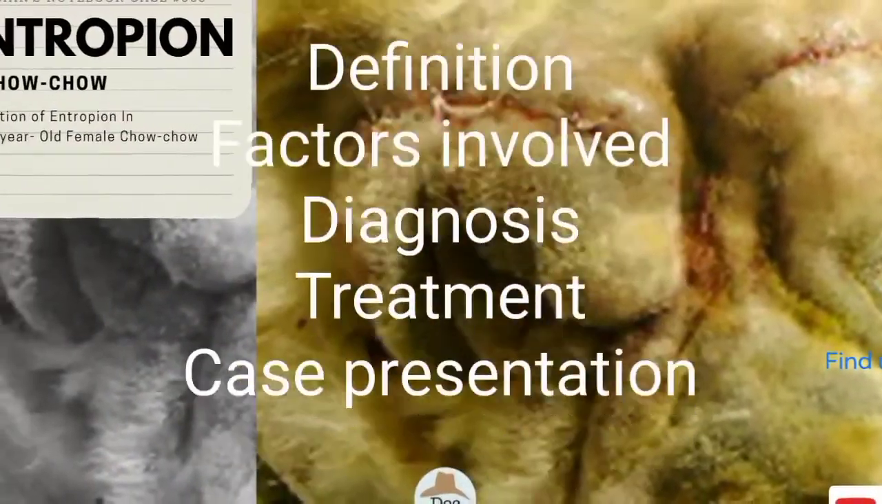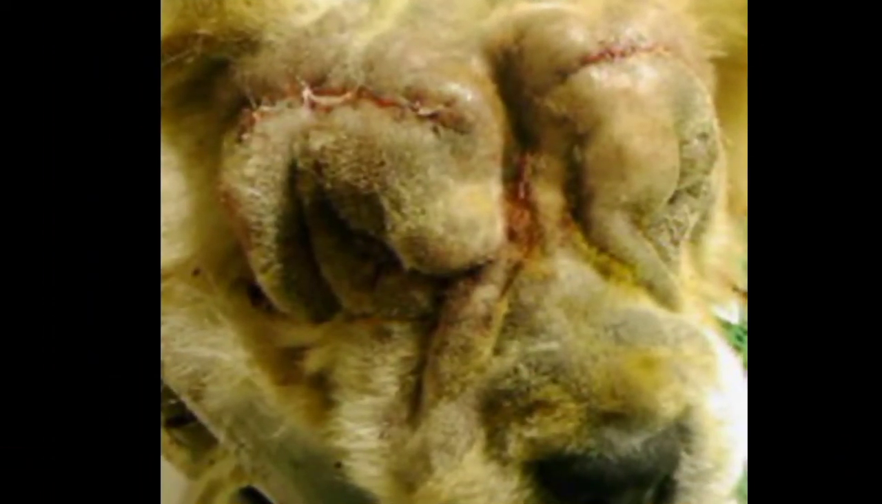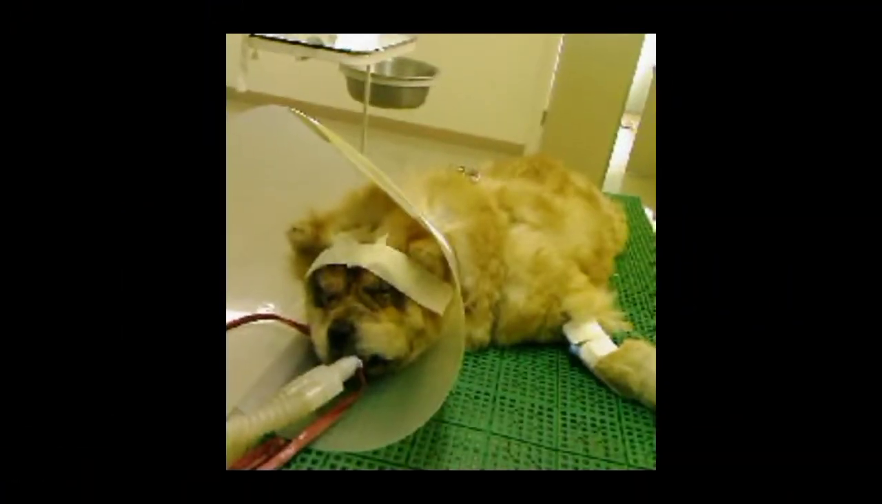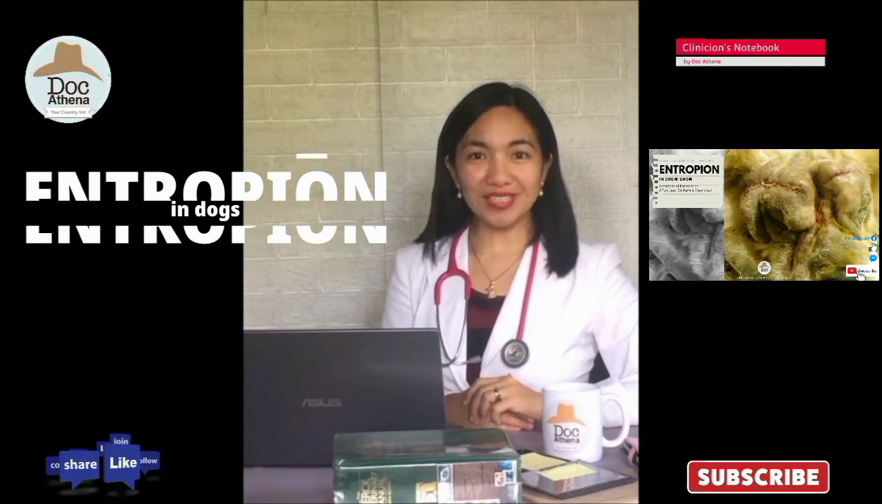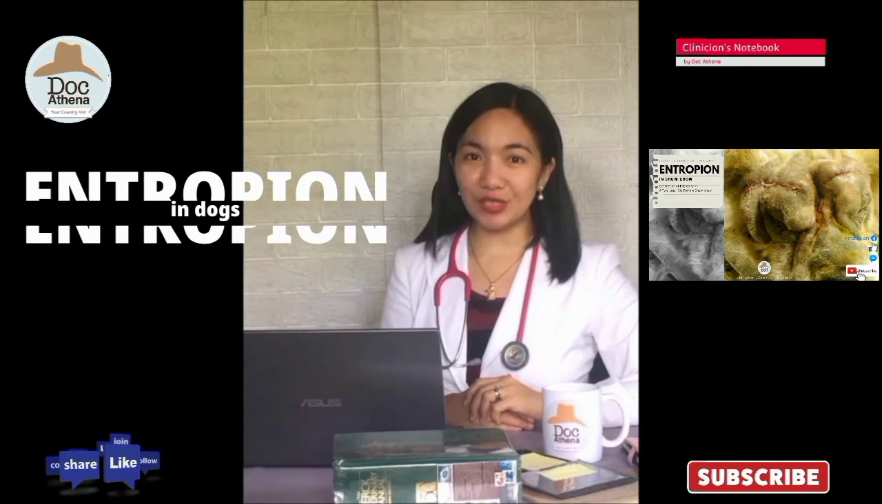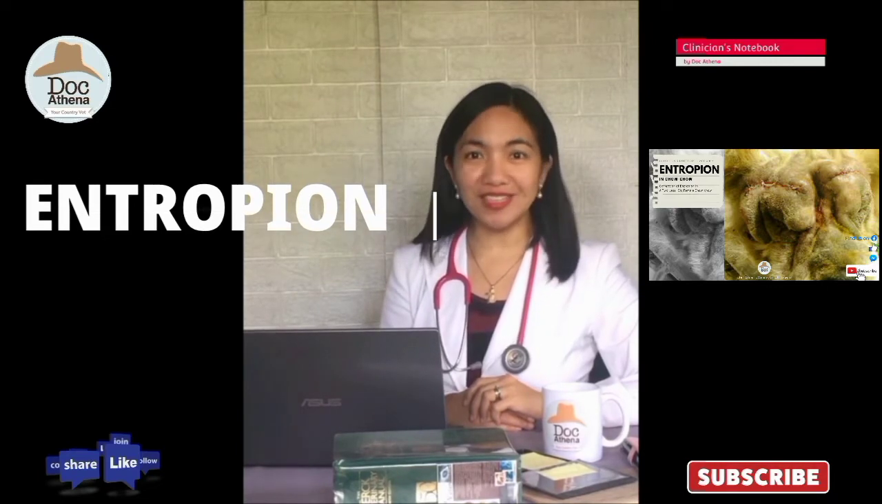What is entropion? Now let's proceed to case presentation. Entropion is the abnormal inversion of lid margin that may involve both eyelids and the canthi, caused by several factors including anatomical or congenital, cicatricial or spastic abnormalities. Today, we are going to discuss case number 003, Entropion in dogs.